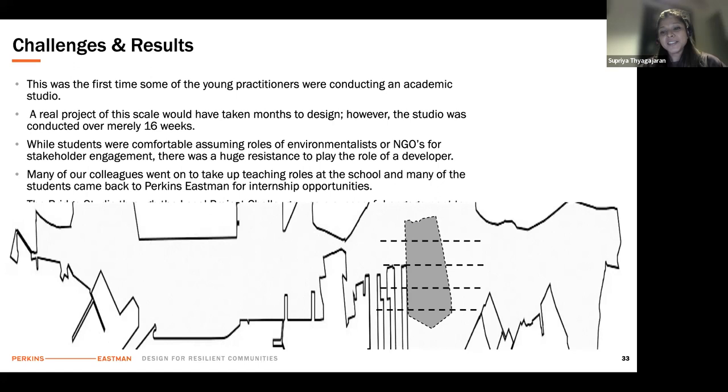After the culmination of the studio, many of our colleagues actually went on to take up teaching roles at the school, which they had never done before. And many of the students came back to Perkins Eastman for internship opportunities. The Brit Studio through Local Project Challenge was a successful engagement to bring together various organizations to make something like a global initiative like SDGs accessible to students and eventually to the local community.